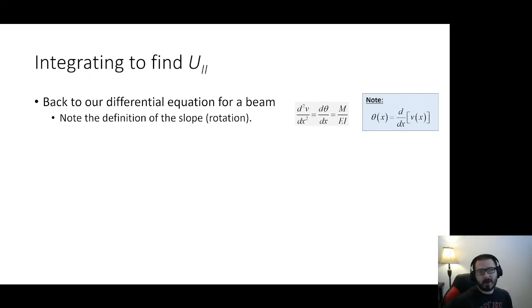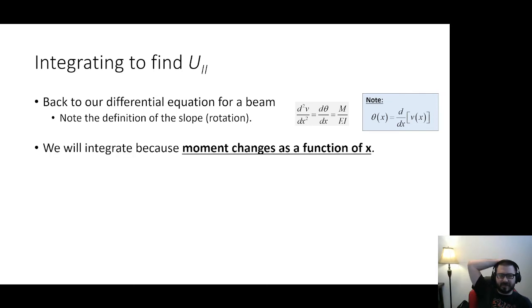Now, if we go back to our differential equation, the differential equation for deflection says that the second derivative of deflection is M over EI, but that also means that the first derivative of slope is M over EI, because slope is just the first derivative of deflection. The reason that we have to integrate is because moment changes as a function of x. I don't think we've ever seen a moment diagram that looks perfectly flat. It doesn't mean it doesn't happen.